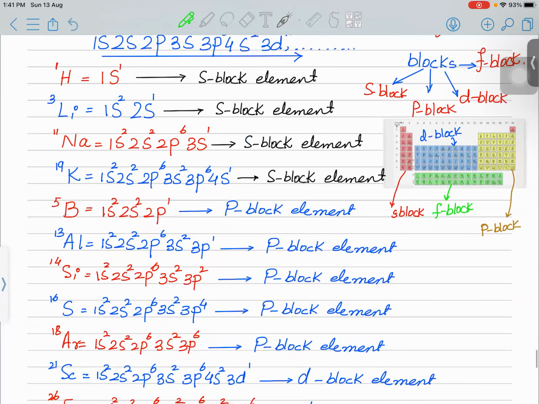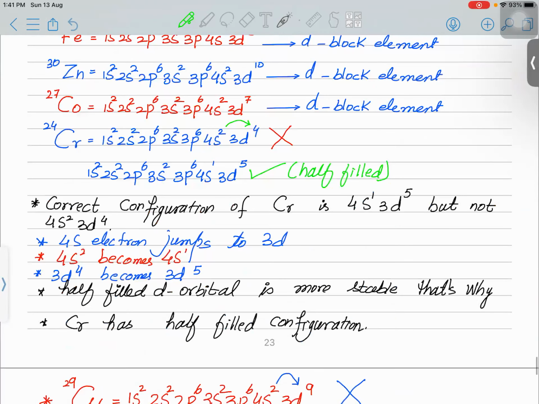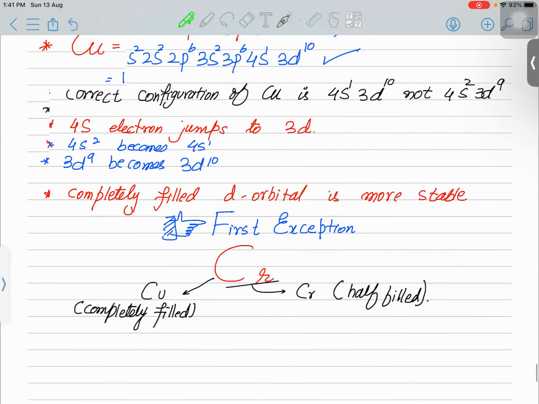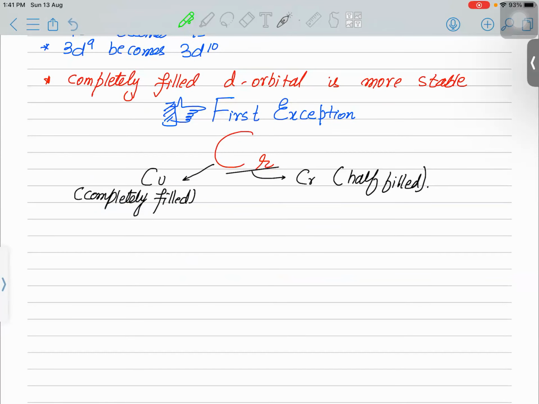Okay, can I move forward? Do you have any question regarding electronic configuration of any substance, any element?